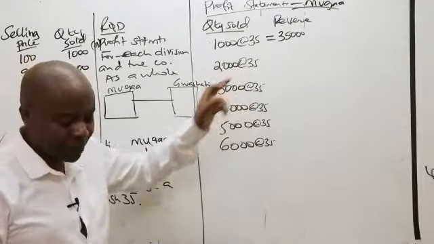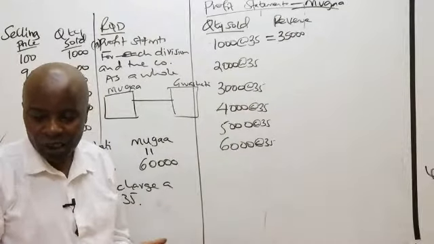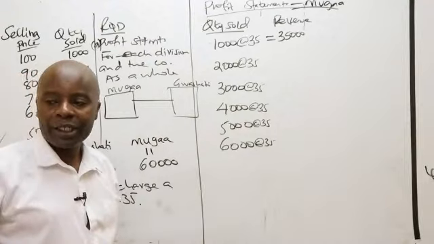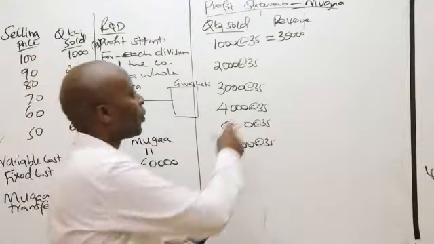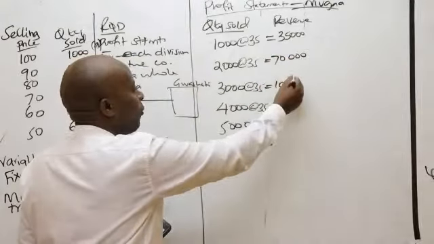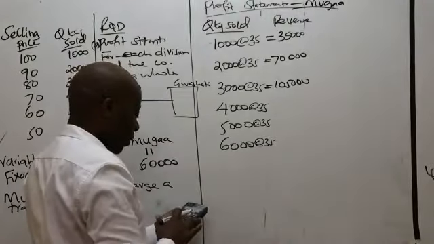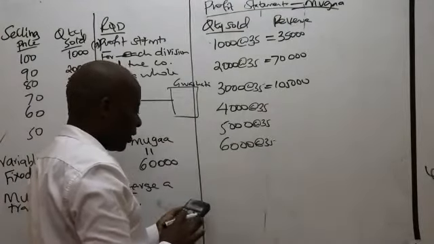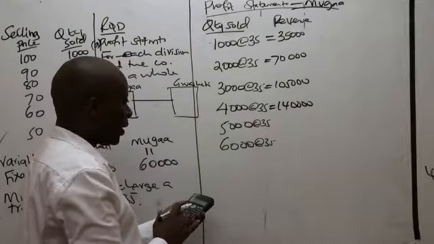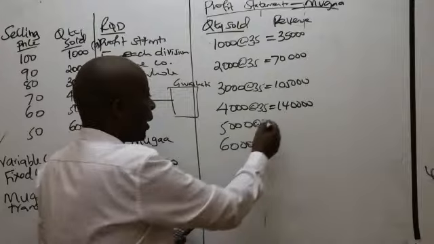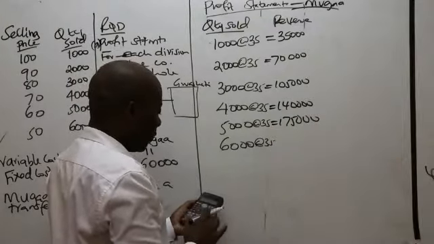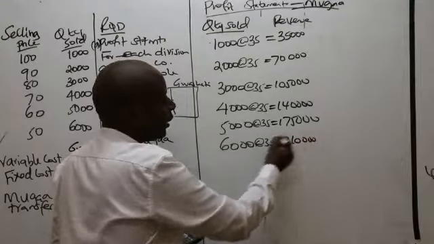So we have 2,000 times 35, that is 70,000. That's quite easy. The next one is 105,000. The next one is 4,000 times 35, which gives me 140,000. So we have 5,000 times 35, which gives me 175,000. Then we have 6,000 times 35, which gives me 210,000.